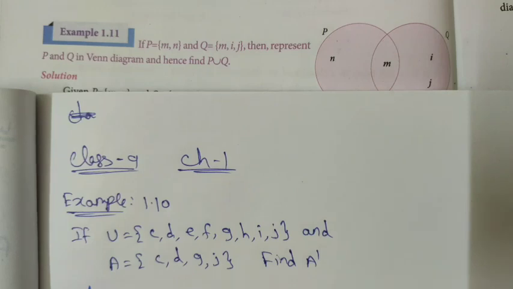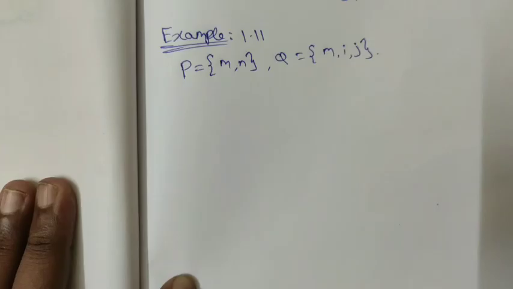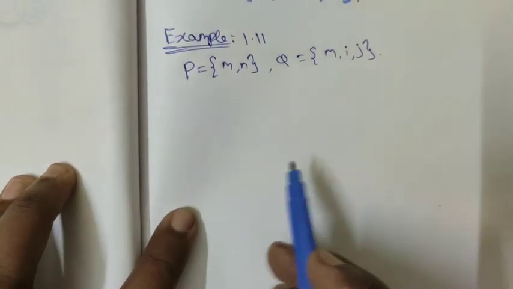Next, example sum 1.11. If P is the set M, N and Q is the set M, I, J, then represent P and Q in a Venn diagram and hence find P union Q. They are asking us to draw the Venn diagram and then find P union Q. Let's see the Venn diagram first.